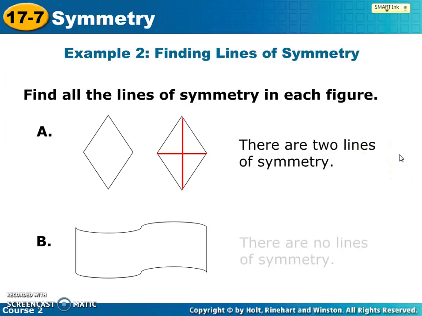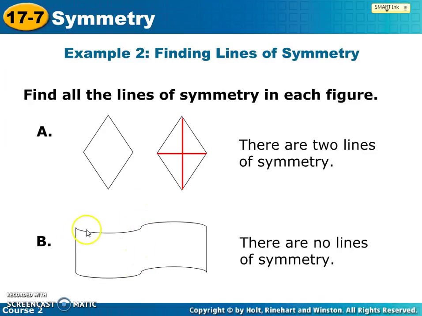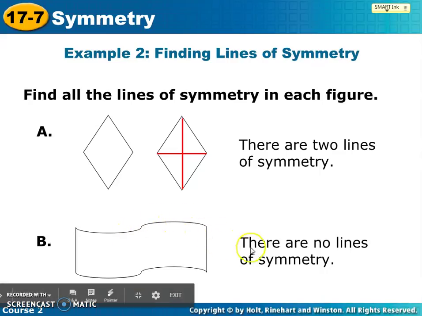Let's look at B here. If you take a look at B, there is nowhere I can cut this banner that it would be equal. It kind of looks like if I cut it right down the middle, that should be in half, right? However, on the left side, it curves down. On the right side, it curves up. So if we did fold those together, it would not match up.